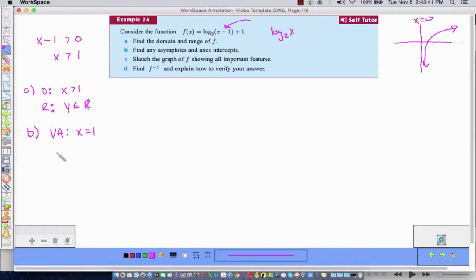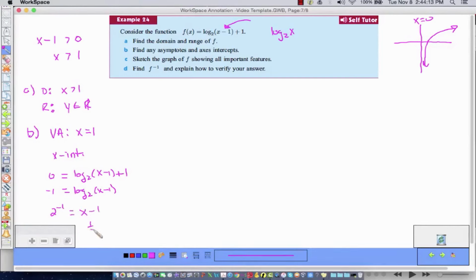So when axes intercept, there's clearly not a y-intercept, but to find an x-intercept, remember, I let y equals 0 and solve for x. So I have 0 equals log base 2 of (x minus 1) plus 1. I subtract 1, and that is equal to log base 2 of (x minus 1). Going exponential, 2 to the negative 1 equals x minus 1.